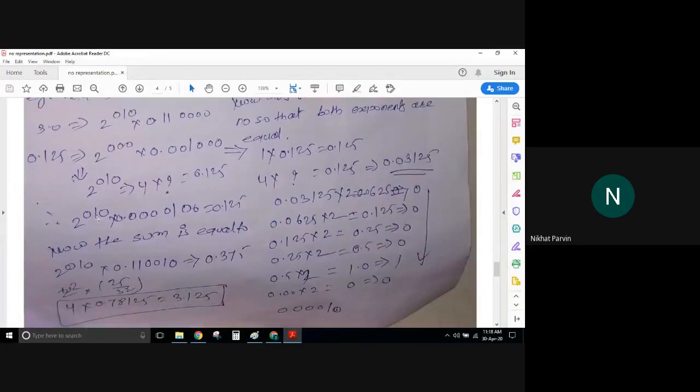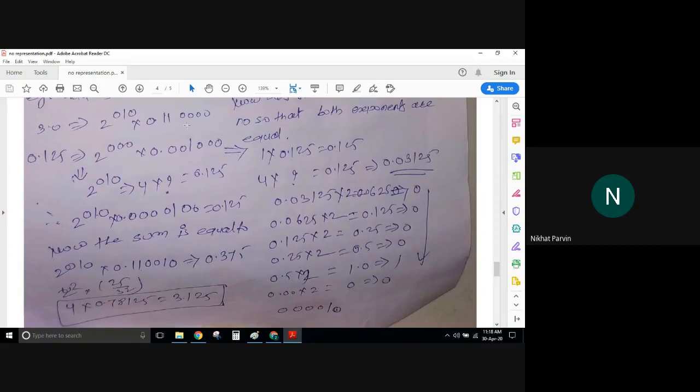So what did I do? I got this 0.125. The actual representation is like this. I want to make it like this. I made them the same. Now you can see the exponents are the same. Now simply add this. So the new sum will be this. You add this. Anyhow this 2 power 010 is taken common out.